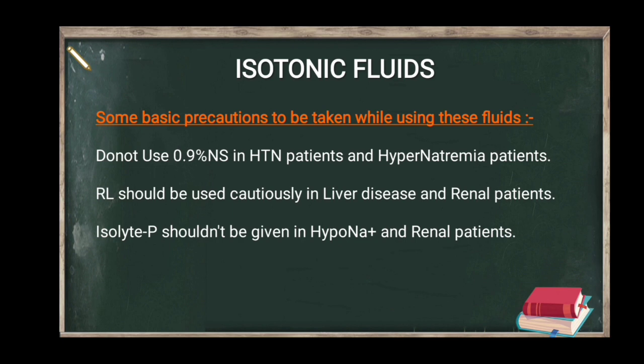So what are some basic precautions to be taken while infusing these fluids? As normal saline contains more amount of sodium, it should be avoided in hypertensive patients and hypernatremia patients. And Ringer's lactate should be used cautiously in liver disease and renal patients. Isolyte P should not be given in hyponatremia and renal patients.